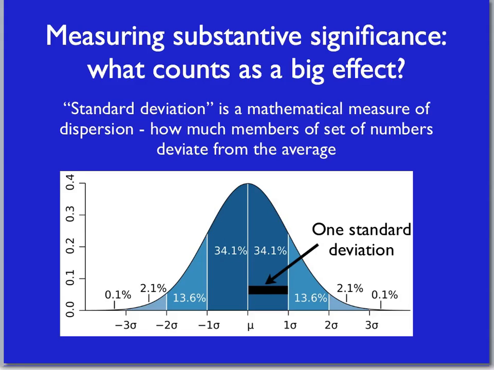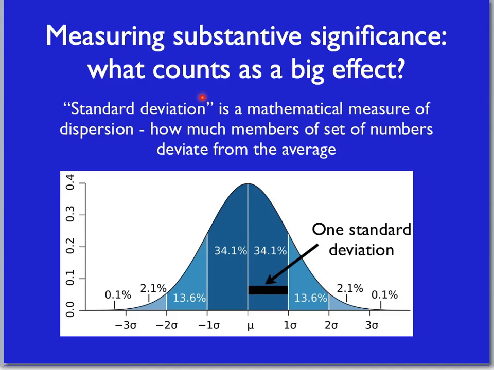Well, to get some grasp of that, people who do statistical analyses use the notion of standard deviation. All standard deviation is a mathematical measure of dispersion, or how scattered a set of numbers is. How much members of a set of numbers deviate from the average. And this particular formula for calculating it, you don't need to know that. You just need to get a sense that a standard deviation measures how spread out a set of numbers is.